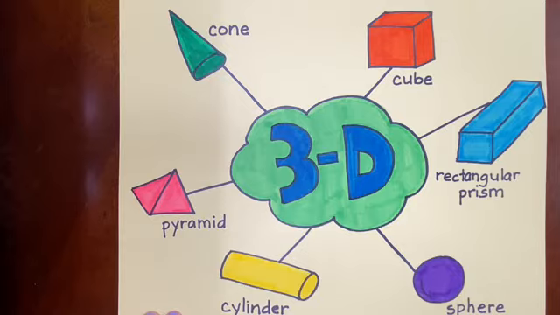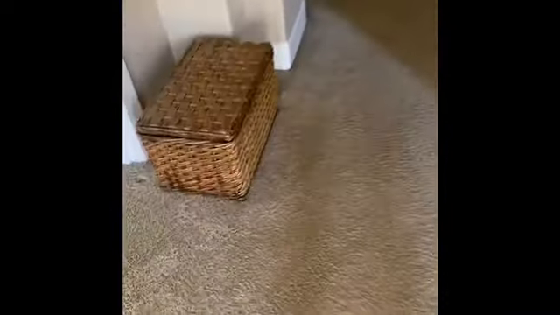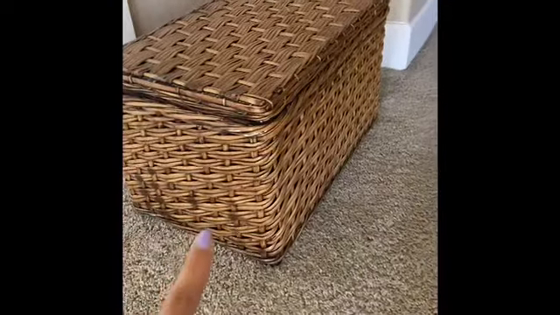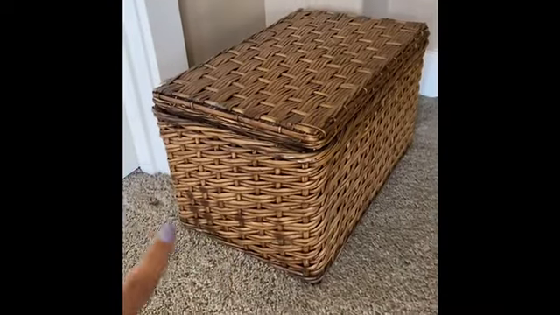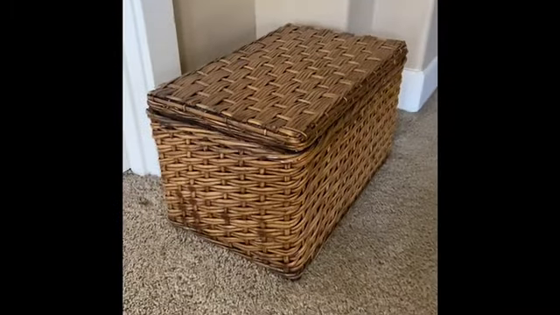Let's get started. Okay, kindergartners, it's time for me to go on a shape hunt. I'm going to be looking all over my house, trying to find things that match the shapes we just learned about. Okay, check this out. A rectangular prism. See that? 3D. It's solid, not flat.